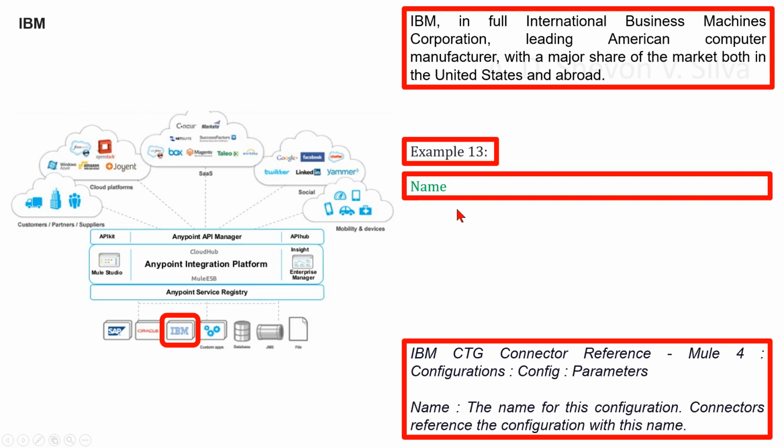Now we are considering parameters in configurations in the IBM CTG connector reference for Mule 4. Here the name, parameter name, is the name for this configuration. Connectors reference the configuration with this name.